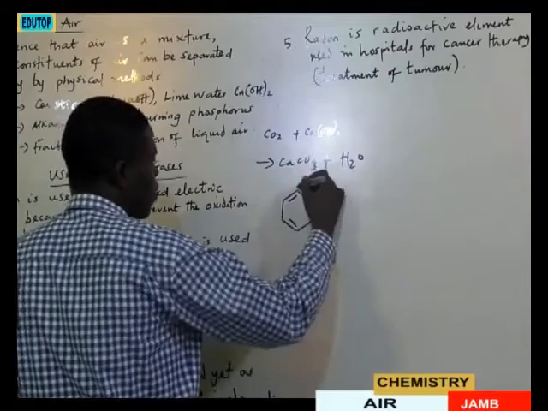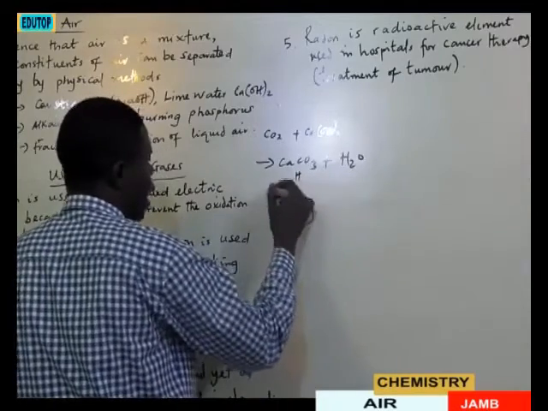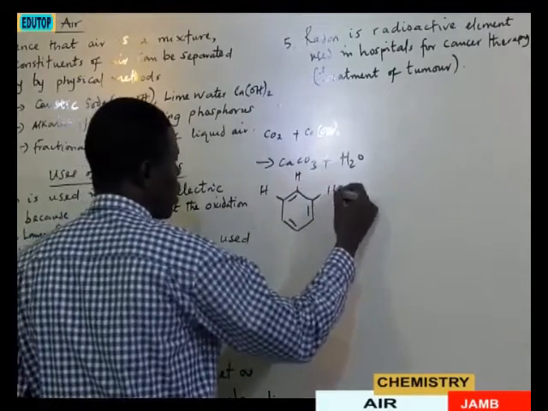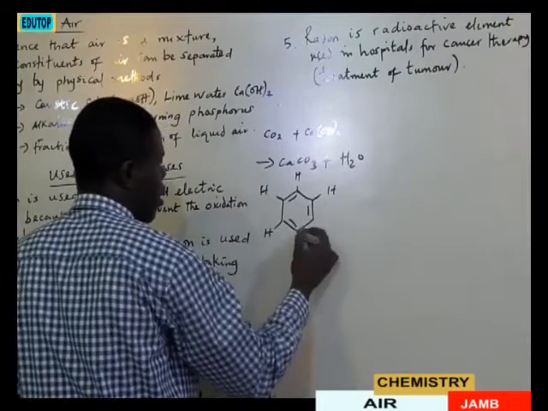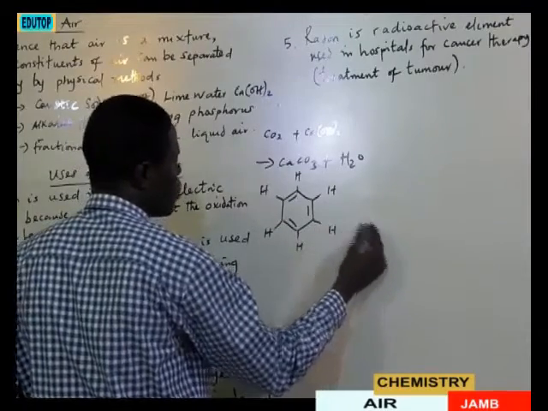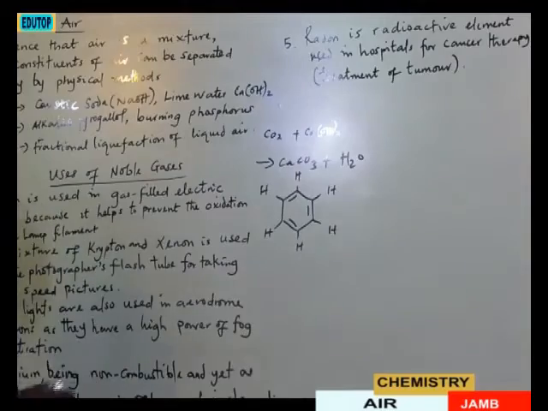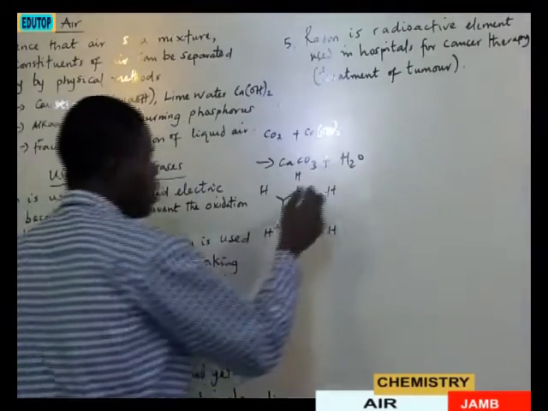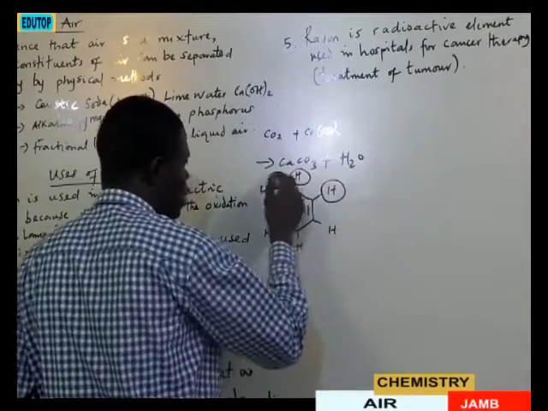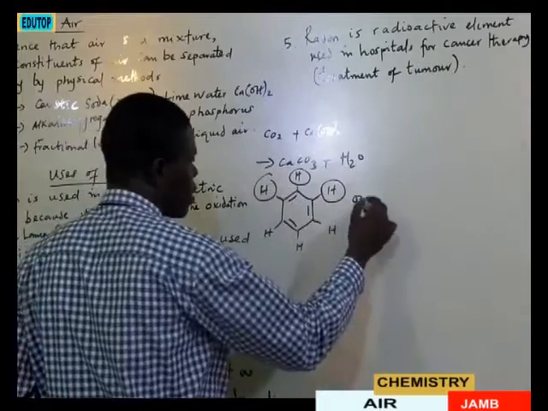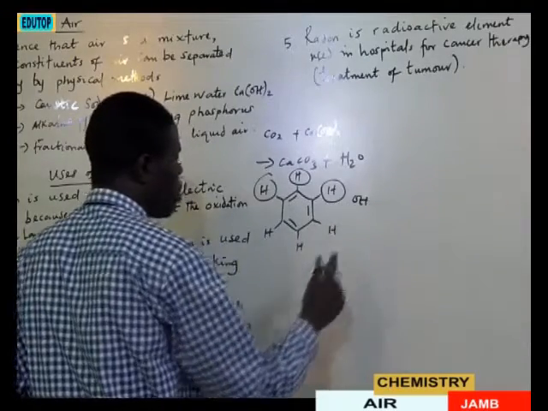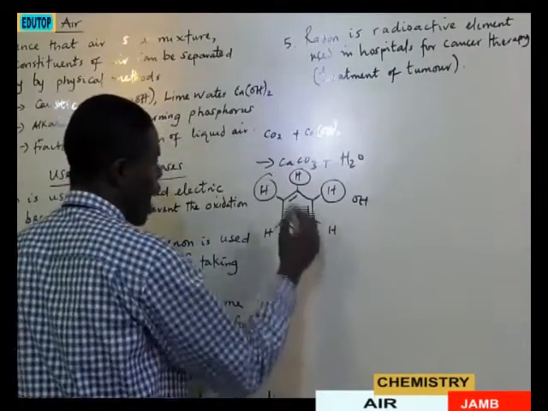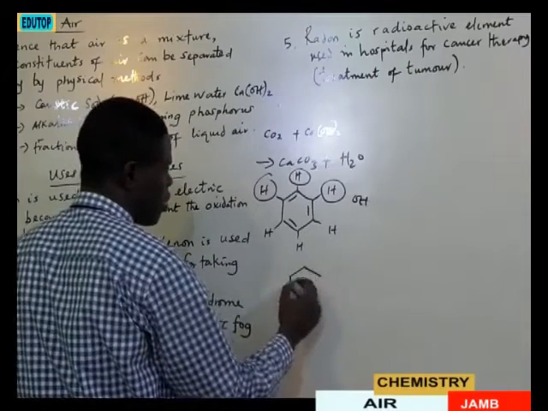this is the structure of benzene, where you have one H here, another H here, another H here, another H here, another H here, another H here. This is the structure of benzene. But where you have 3 hydrogen atoms here being replaced by an OH group, that's hydroxyl group, then you can call it alkaline pyrogallol.